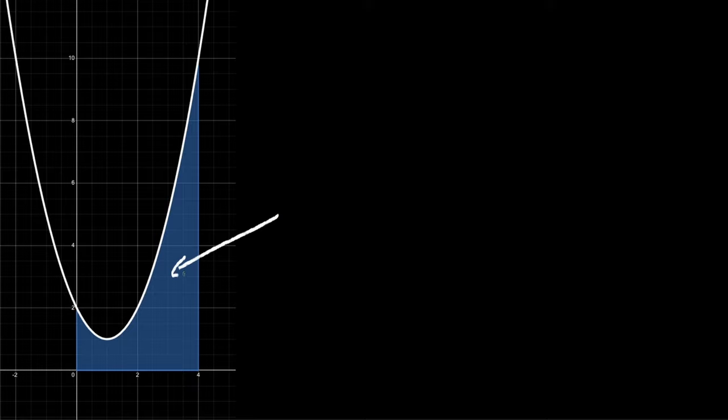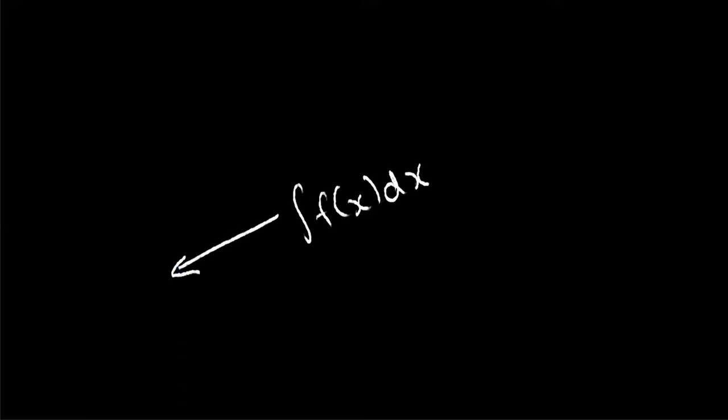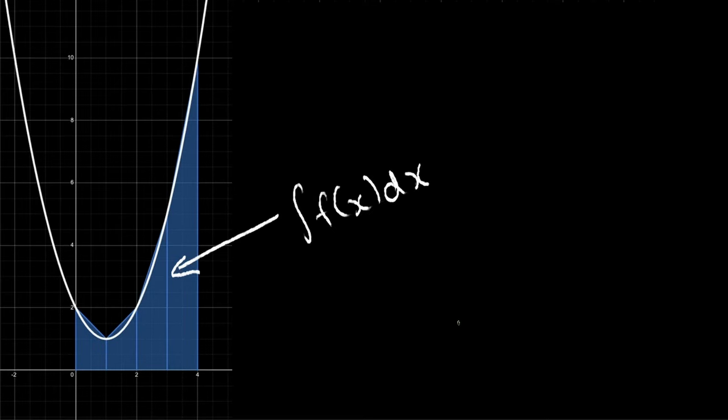So if I was a beta male, then I'd say the area is the integral of f of x. But I'm not a beta male, I'm an alpha male, so instead what I'm going to do is split it up into 4 different trapeziums. Then I'm going to calculate the area of each of these trapeziums.